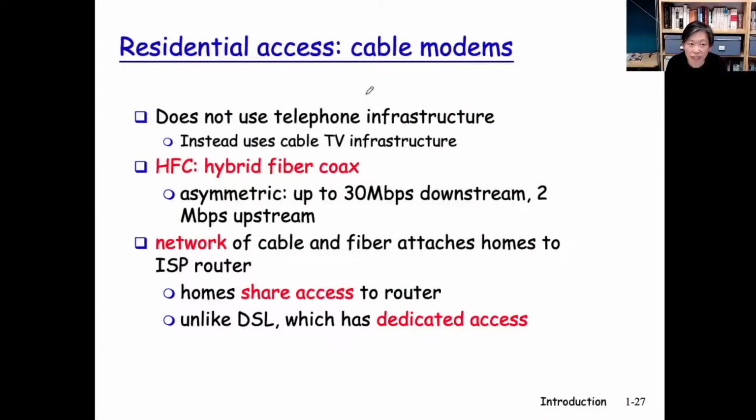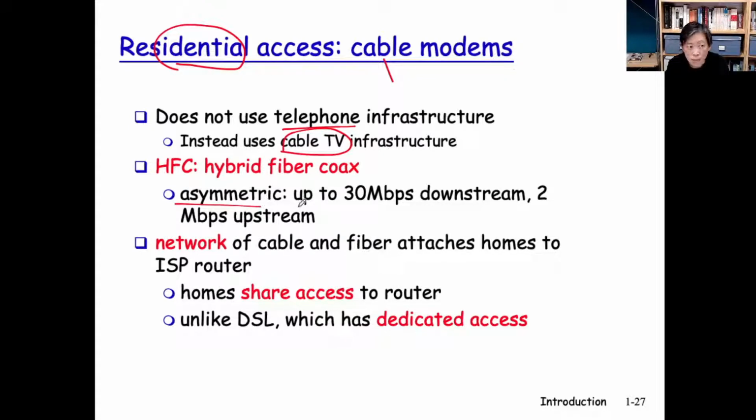And the second access network is cable modem. A little bit similar to DSL, it's also for residential access. And unlike DSL, which is exploiting the telephone infrastructure, cable modem uses the cable TV infrastructure. Yeah, you see, we also have lots of wires behind the walls leading to a central office, leading to the cable company. That's how we receive the TV programs. So, cable modem here exploits that existing infrastructure.